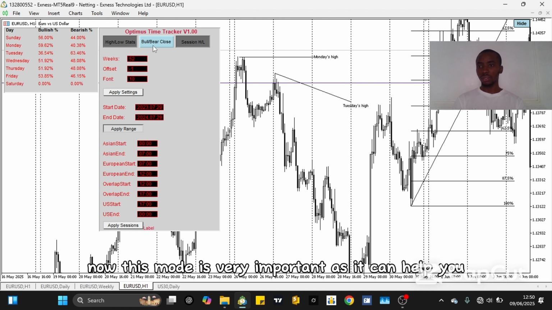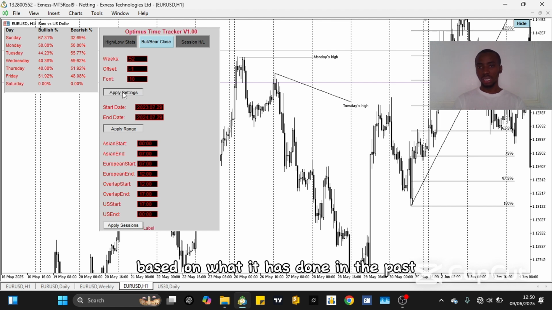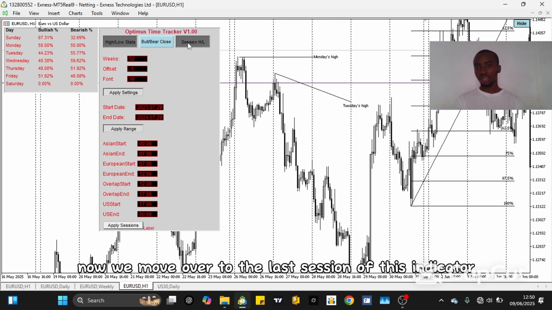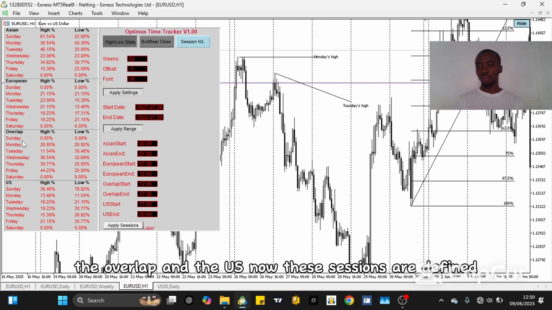Now, this mode is very important as it can help you anticipate what a particular day is more likely to do based on what it has done in the past. Now, we move over to the last mode of the indicator, which is the session high and low. In the session high and low mode, we have four sessions: the Asian, the European, the overlap, and the US.